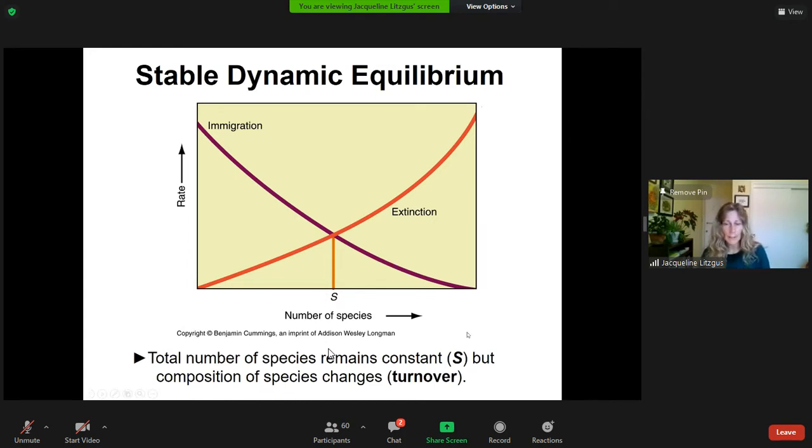That's this S value. But the composition of species will change because you have these dynamic processes of immigration and extinction happening, right? And so you have a point where they balance each other, and it focuses on this stable number of species that can be on that island, okay? But again, because the processes of immigration and extinction are constantly happening, you're going to have a change in who the species are that are there.